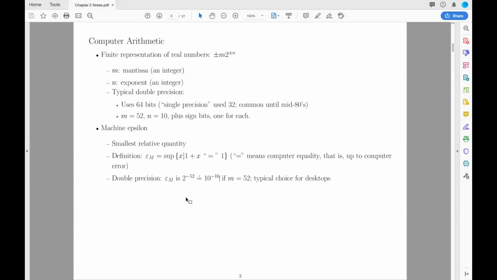So if you want to input some number for the computer to deal with, there's no point in writing down 24 decimal digits, because the last 8 are just tossed away. They can't represent them. So this is what you have to keep in mind, that everything that's done in the computer is done using 16 decimal digits.